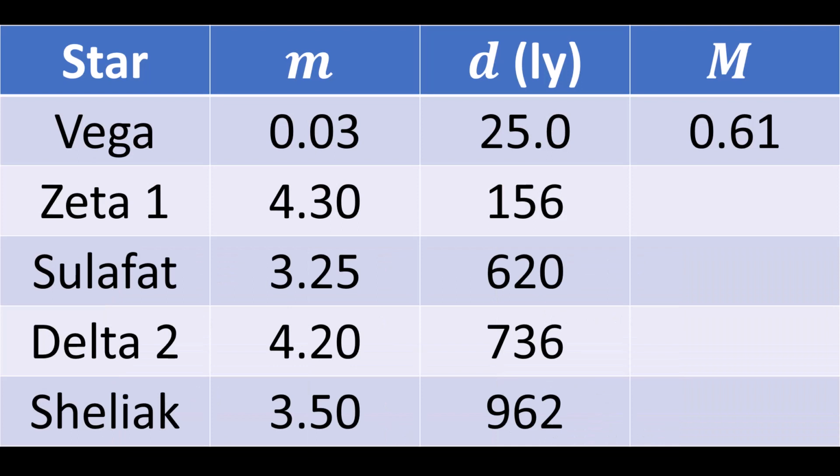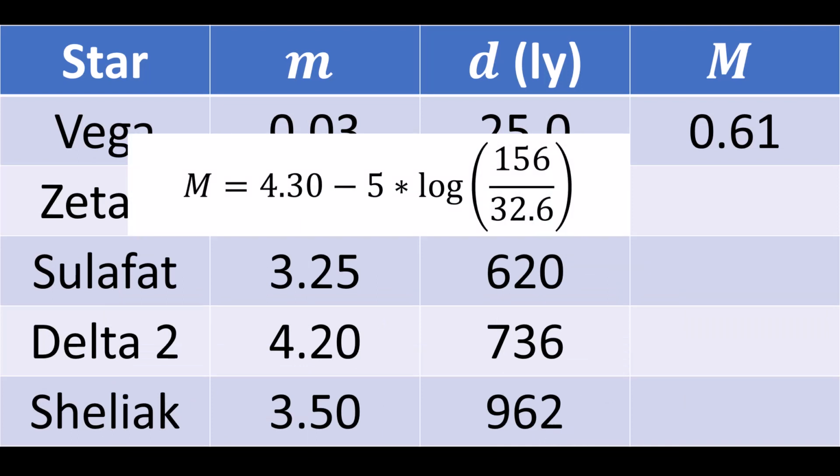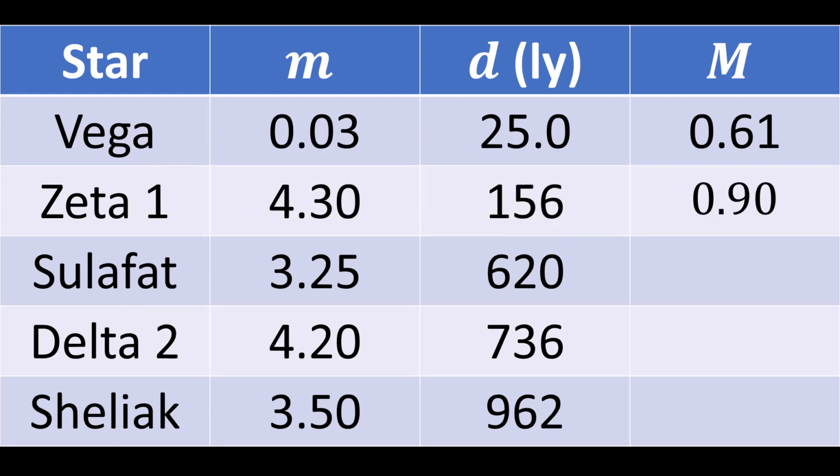Okay, let's figure out the rest of the stars in here. First, for zeta 1, we'd calculate it by punching in the apparent magnitude for zeta 1, and then the distance of 156 light years up there. I don't have the units in the parentheses anymore because it's light years on top and light years on the bottom, and they divide out. For zeta 1, with an apparent magnitude of 4.3 and that distance, its absolute magnitude is going to be 0.90.